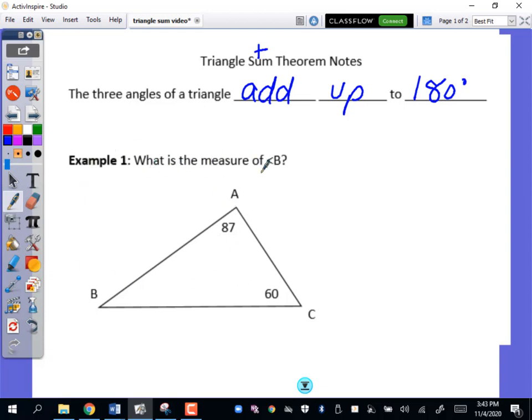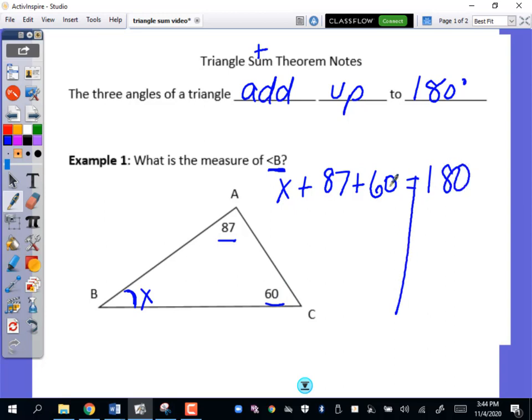So if I'm trying to find the measure of angle B, which is down here, I need to figure out what this corner is. I know angle A is 87, angle C is 60. I don't know angle B, so I'm going to put an X in that corner. I'm going to solve for X, and I know they're supposed to add up to 180, so I'm going to add them together and set them equal to 180. So one angle was X, plus the other angle was 87, plus the other angle was 60, equals 180.